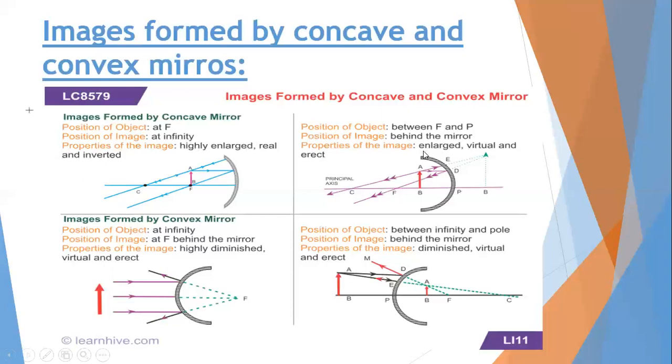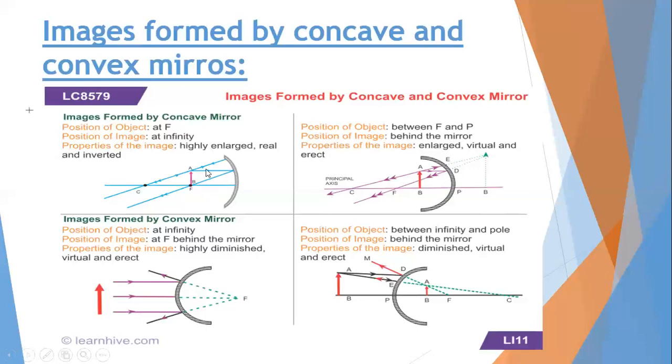The sixth diagram is the last case, when the object is placed between focus and pole. A ray parallel to the principal axis passes through the focus, and a ray which strikes the mirror reflects back through the center of curvature. When we extend these two reflected rays behind the mirror, it forms a virtual image which is magnified or enlarged. Why is it a virtual image? Well, because it is formed behind the mirror.